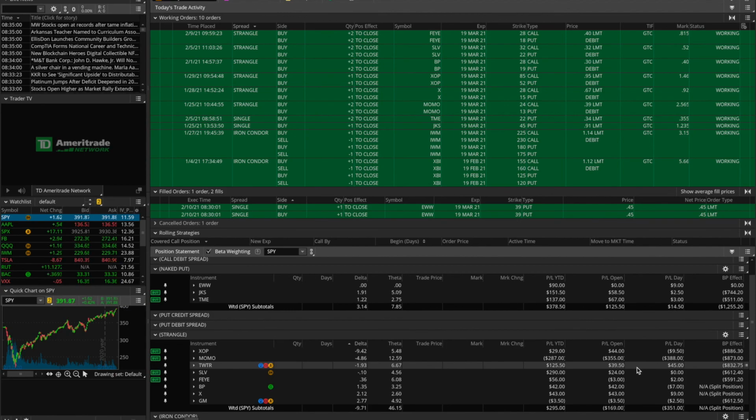I'm going to hang on to it for a little while and hopefully Twitter comes back down a bit. And if that happens, then hopefully the profit on this position will hit around that $95 I'm looking for, and I can take it off for a winner.